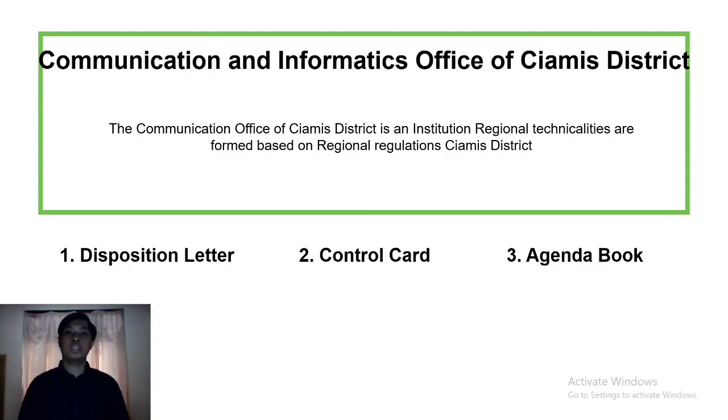Number one is disposition letter. A disposition letter is a response or instruction after the letter is read by the leadership. Number two, control card. A control card is a sheet of paper that consists of the data of a letter. Number three is agenda book. An agenda book is a book for checking the letters coming in and the letters going out.